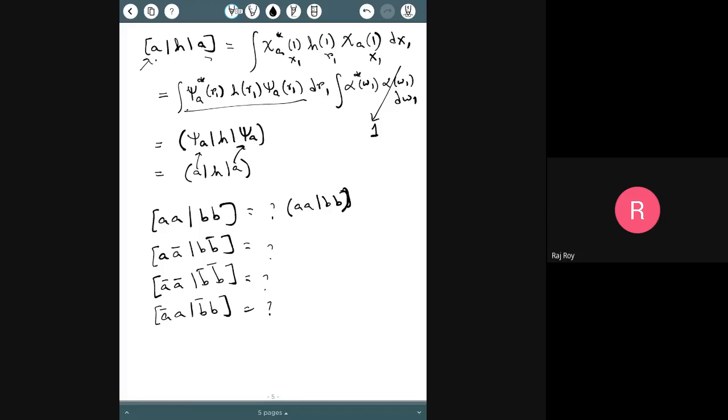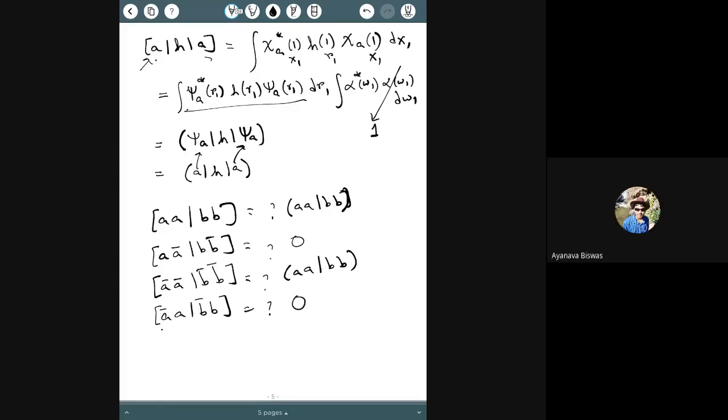And here you will have alpha omega 1, beta omega 1, alpha omega 2, beta omega 2. So the spin parts will integrate to 0. Here you will have all beta, so this integral will survive. And again here you have alpha, beta, beta, alpha. So that will become again 0.